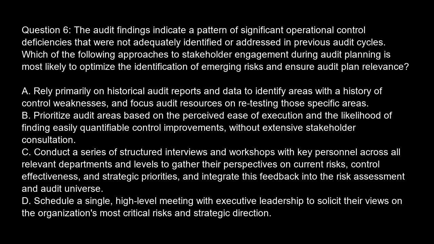Option B. Prioritize audit areas based on the perceived ease of execution and the likelihood of finding easily quantifiable control improvements without extensive stakeholder consultation. Option C. Conduct a series of structured interviews and workshops with key personnel across all relevant departments and levels to gather their perspectives on current risks, control effectiveness, and strategic priorities, and integrate this feedback into the risk assessment and audit universe. Option D. Schedule a single high-level meeting with executive leadership to solicit their views on the organization's most critical risks and strategic direction.